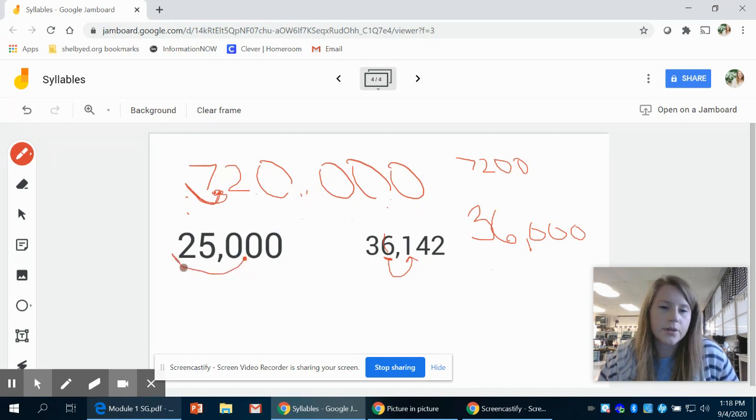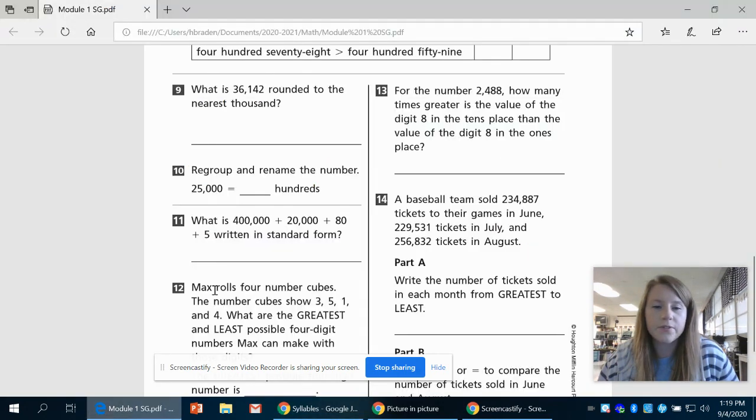Gonna scoop. I have a 250, so that's 250 hundreds.